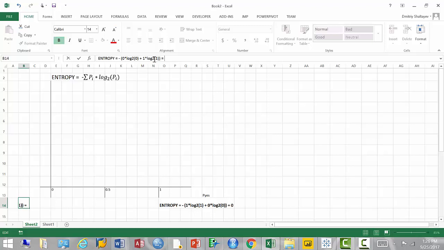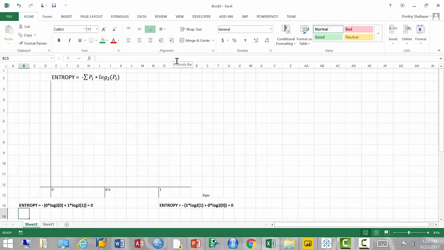And log base 2 of 1 is 0. I have to raise 2 to the power of 0 to get 1. Multiplied by 1 is 0, so 0. Again, I have perfect entropy, right? No uncertainty. Every single customer who comes through the door, regardless of their body shape, head shape, body color, they're all good customers. There are no defaults. I'm a great bank, okay? I have perfect knowledge about my population, right?